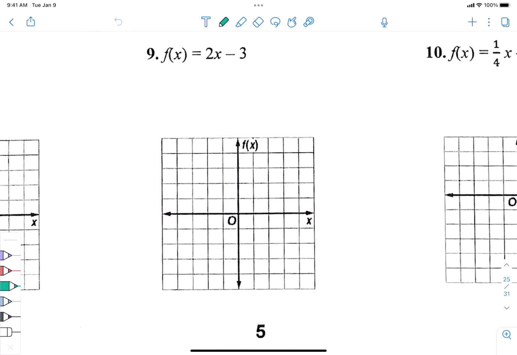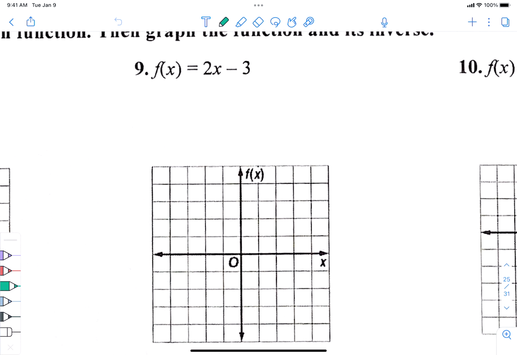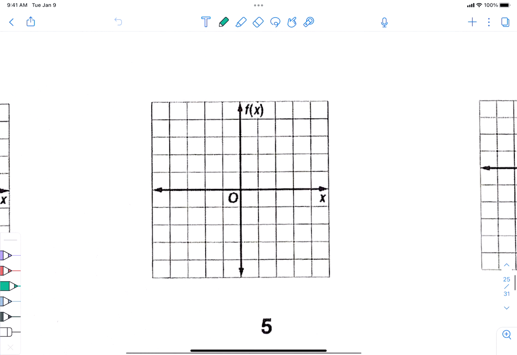So number 9, starting with this, is a linear function, right? And we want to graph it. We start at -3, and then go up 2 over 1, and it looks like this. Yeah, we did stop at this one yesterday, I think. Okay, so the original looks something like that, right?